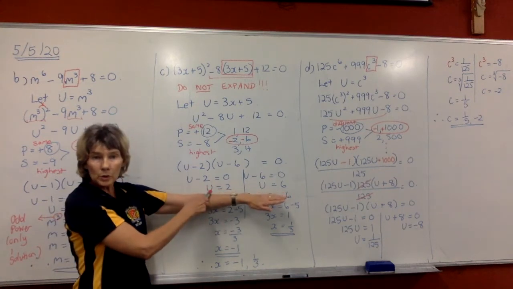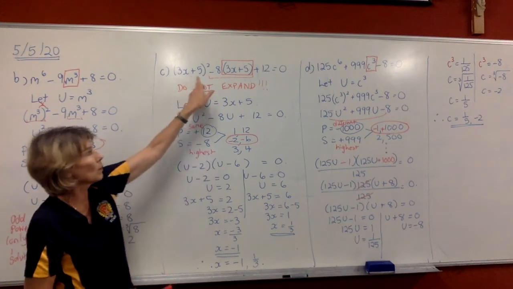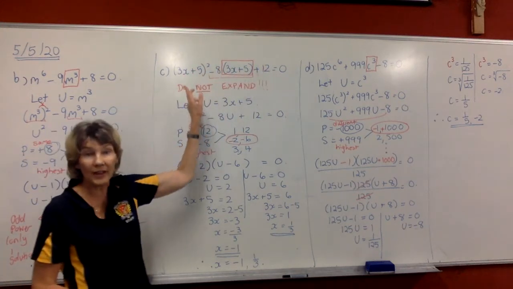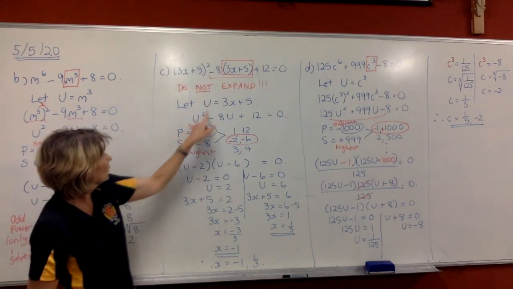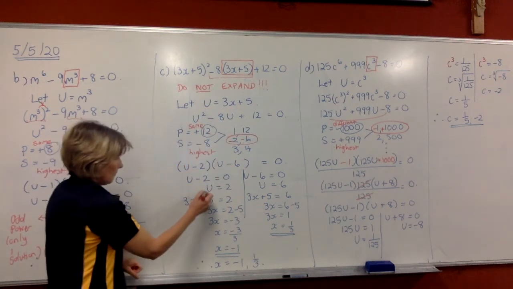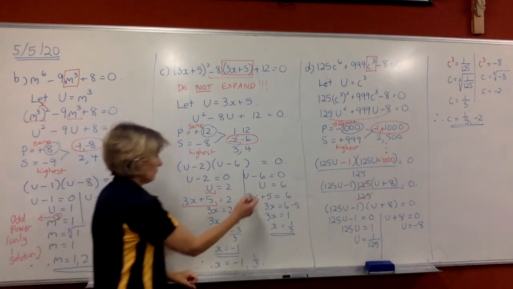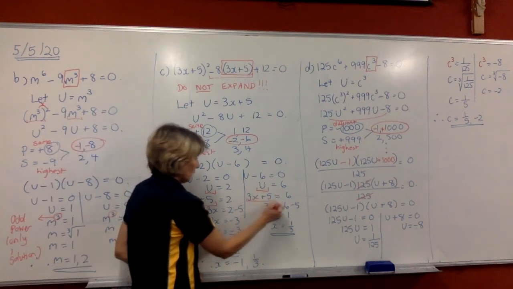So we get u equals 2 and u equals 6. Don't stop there because they want you to solve this thing for x. So up here we said that u was 3x plus 5. So where you see the u, you're putting 3x plus 5. And the same over here.